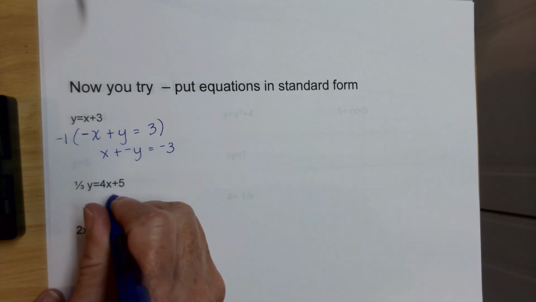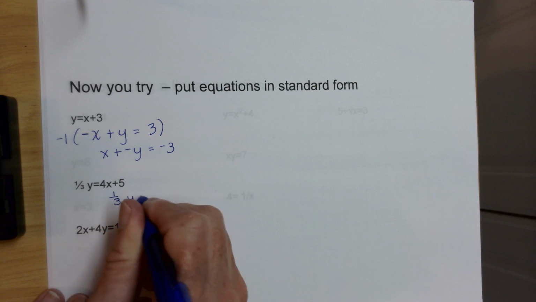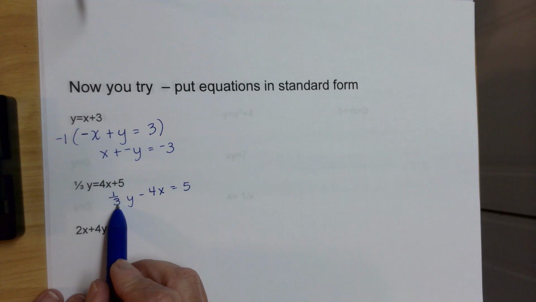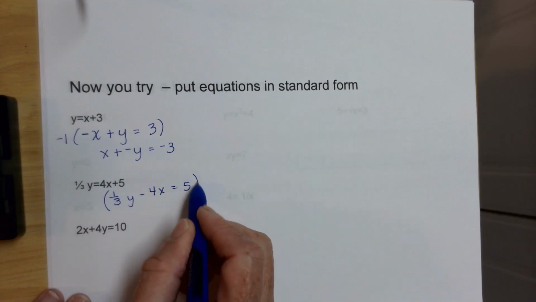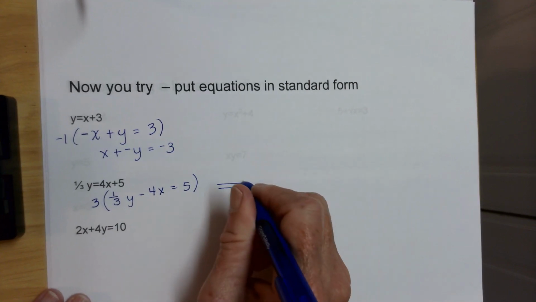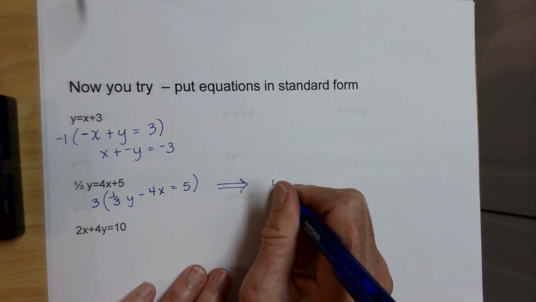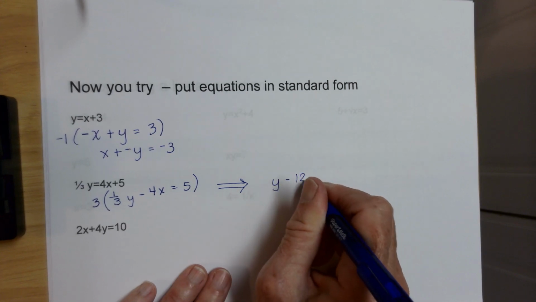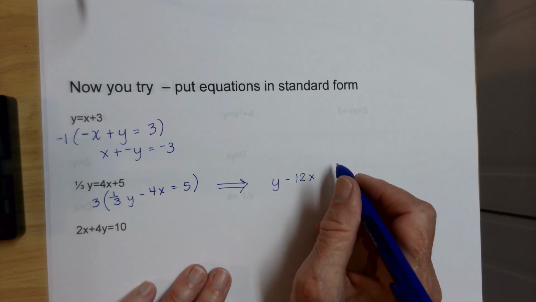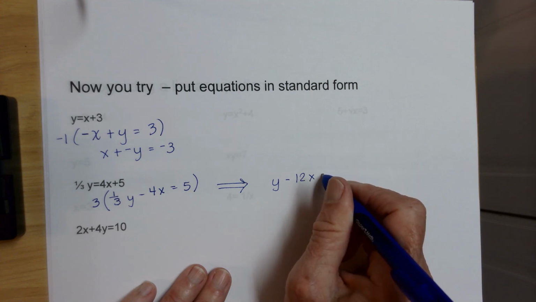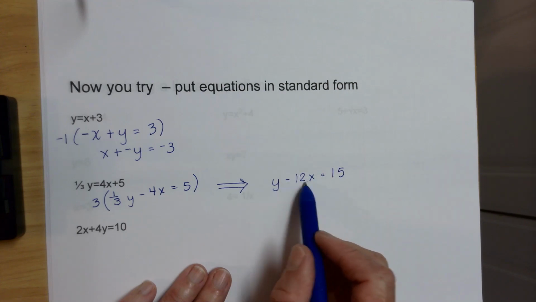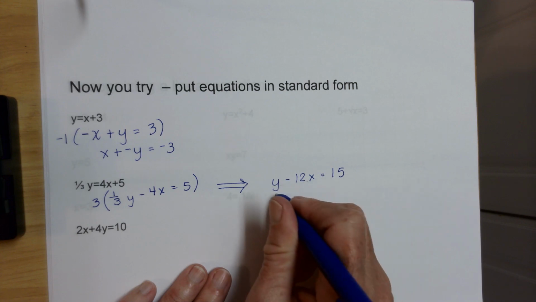This one, I'm going to subtract the 4x, but then I have to multiply through to get rid of that 3 on the bottom, because I can't have a fraction. So I multiply everything by 3. This results in y minus 12x equals 15, but I still have a problem because my x is supposed to be in the front. So I'd have to rearrange it.